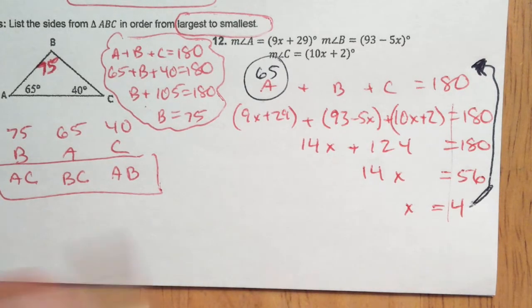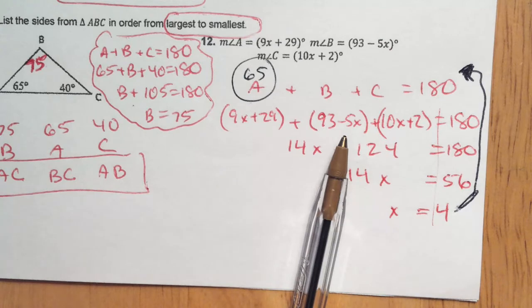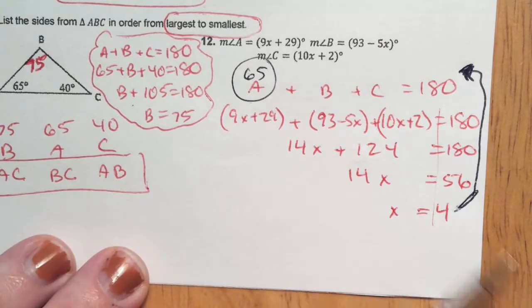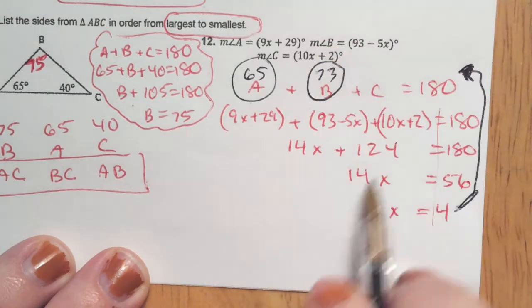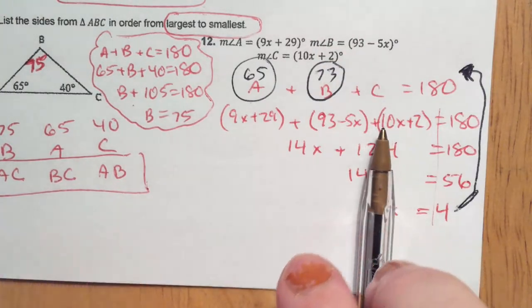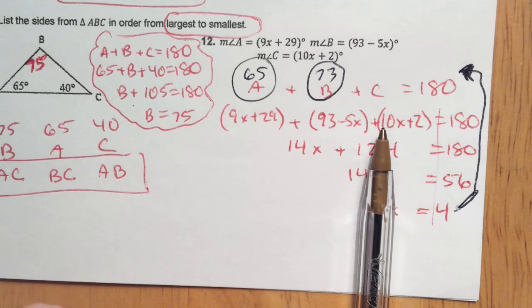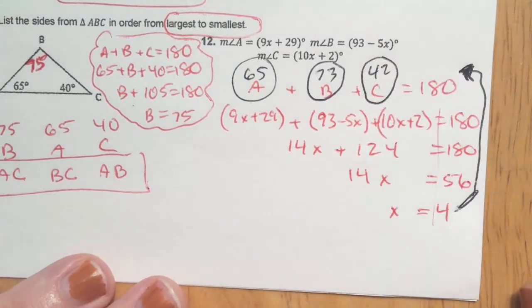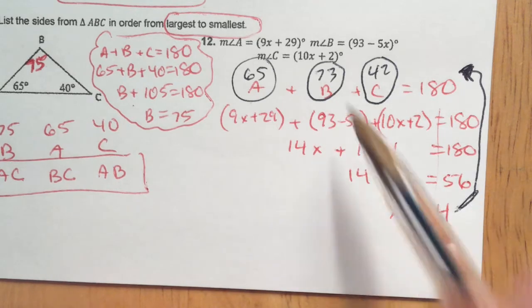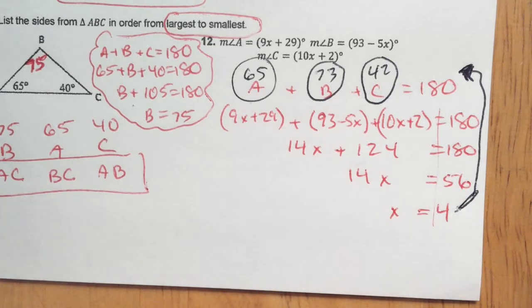Okay, 93 minus 5 times 4, that is really a 73. So angle B is really 73 degrees. And then angle C, 10 times 4 plus 2 would be 42 degrees. So we took this 4 and plugged it back into the original. So now we know what each angle is.